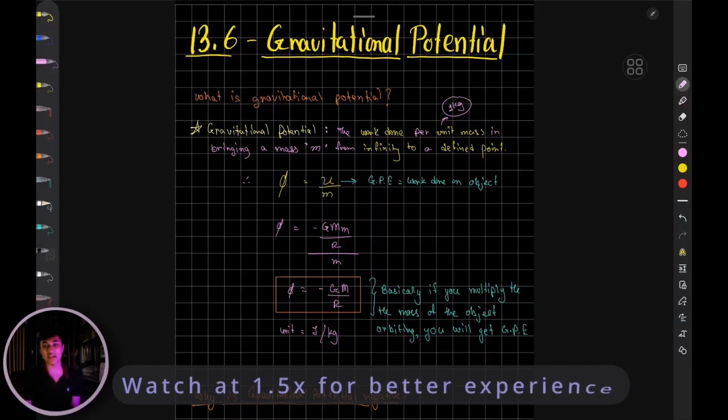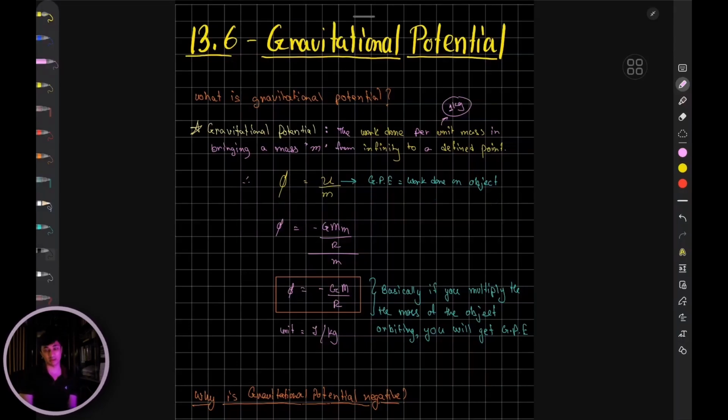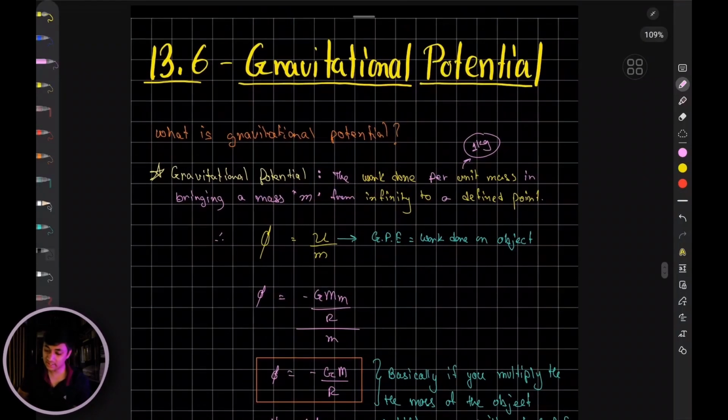Now, this is actually similar to the topic gravitational potential energy. The difference is that gravitational potential talks about the amount of work done per unit mass. If you look at the definition of gravitational potential, it is the amount of work done per unit mass in bringing a mass m from infinity to a defined point. Therefore, it is talking with respect to a mass of 1 kg, the amount of work done in bringing it from infinity to a defined point for that 1 kg of mass, right?